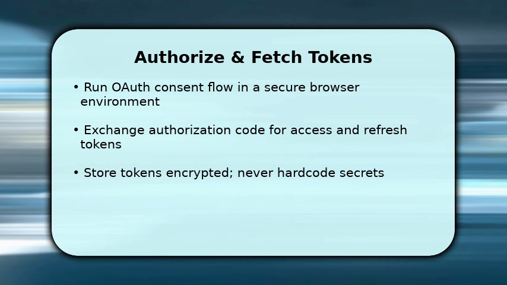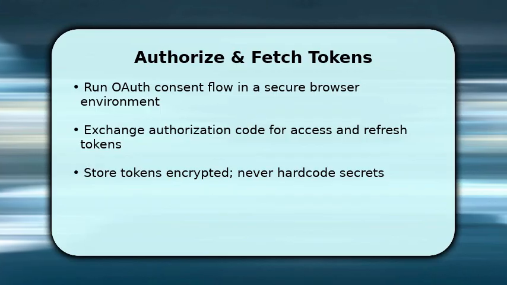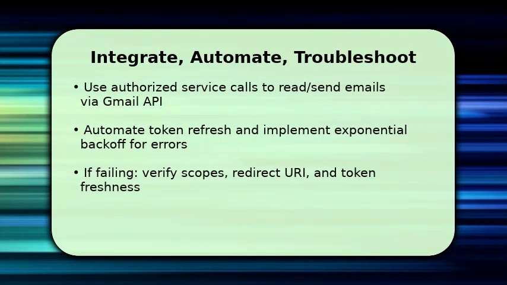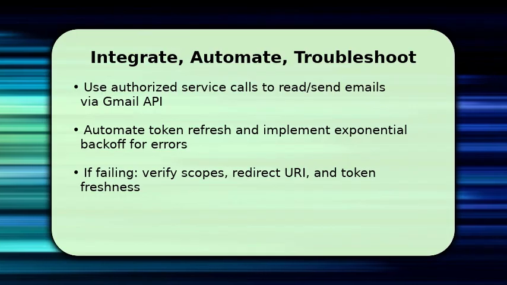Once tokens are secured, test a basic Gmail API call to list messages and verify scopes and token validity before integrating into models. Finally, integrate authenticated Gmail calls into your ML workflow. Wrap API calls in functions that read, label, or send messages, and ensure you handle rate limits. Automate token refresh using the refresh token and implement exponential backoff for quota or transient errors.